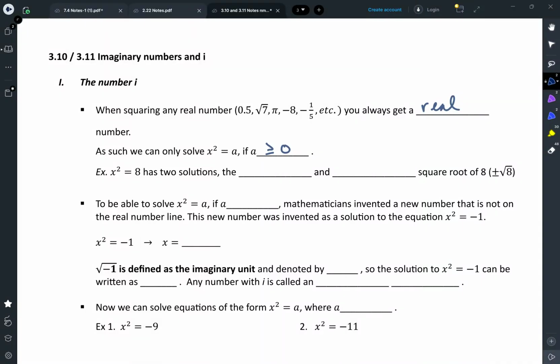x squared equals 8 has two solutions, so let's think this through. We take the square root on both sides. The absolute value of x equals the square root of 8. We could simplify the square root of 8, or we could not. But the solutions are going to be plus or minus the square root of 8, so the positive and negative square root of 8.